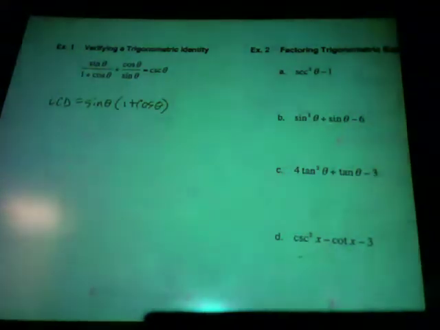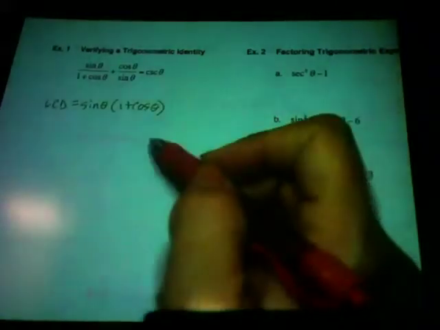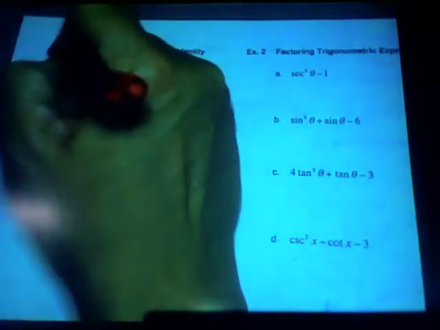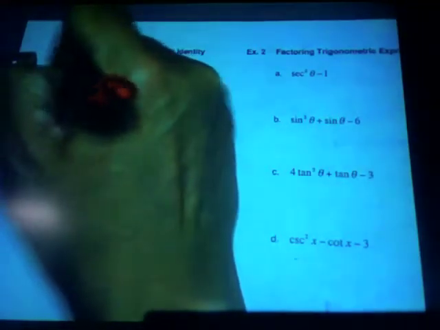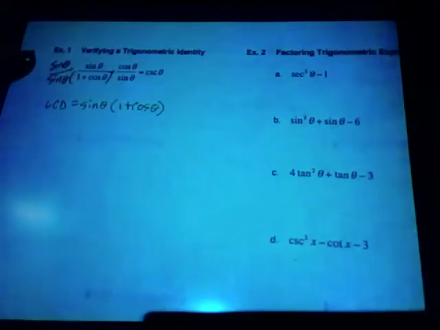So you're going to multiply them together. What is the first fraction missing from the LCD so that this looks like this? Sine of theta. So I have to multiply the top, the numerator, by sine of theta, and the bottom by sine of theta. Then what is the second fraction missing? Right? So I have to multiply the bottom by 1 plus cosine of theta and the top by 1 plus cosine of theta.